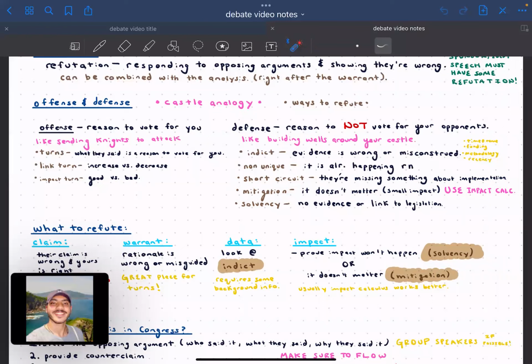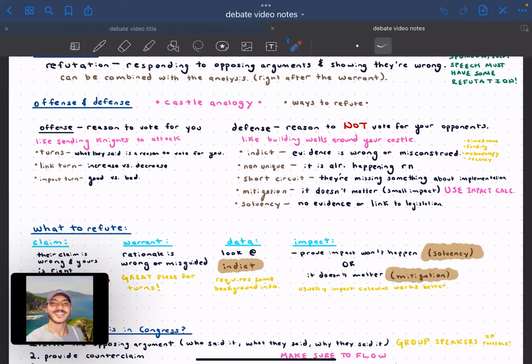Maybe it's a short-term impact and you're focused more on the long term. Whatever the case may be, you can use this strategy. Finally, solvency. There's no evidence or link to the legislation. This is so common in congressional debate. People often try to debate the issues, which is valid, but really congressional debate is about debating the legislation.